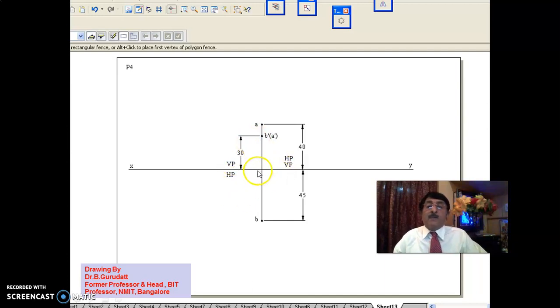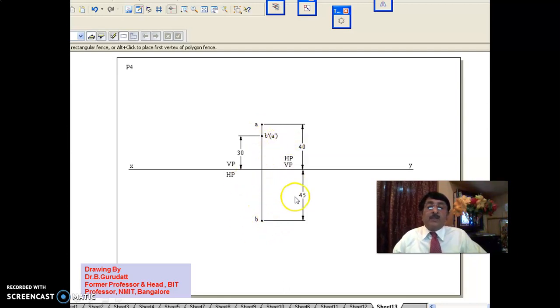VP, HP, HP, VP you do, and the front view you directly draw because the distance of B above HP and the distance of A above HP are both the same. That is why you do this. The next thing is, the front view has already been drawn. You have to draw the corresponding top views. Point A is given as 40 mm behind VP, that is for the second quadrant. And point B is 45 mm in front of VP, that is for the first quadrant. That is this one. A you locate, B you locate, B dash, A dash is this.